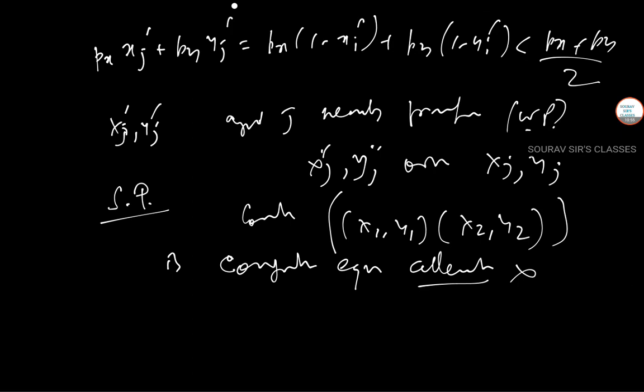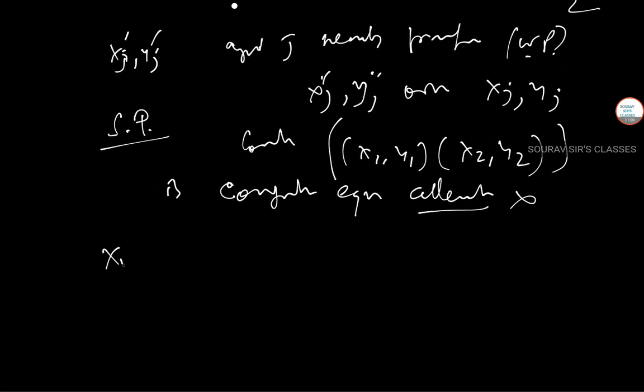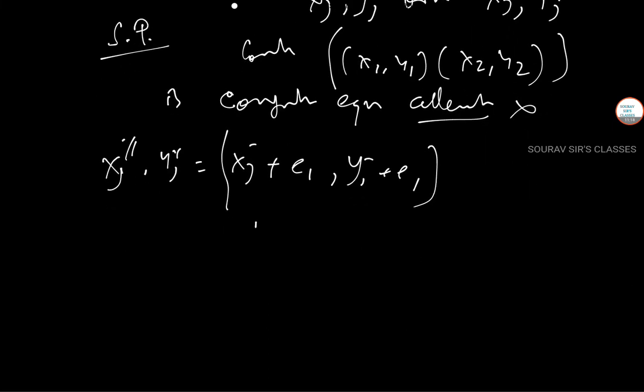So if agent j is not efficient, then we can find the allocation (xj'', yj'') equal to (xj plus epsilon, yj plus epsilon), which would be in the budget set of agent j, and that would be strictly preferred to (xj, yj). So thus we have reached a contradiction, and therefore the competitive equilibrium allocation is also Pareto efficient.